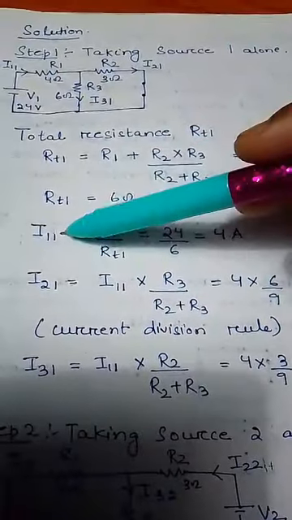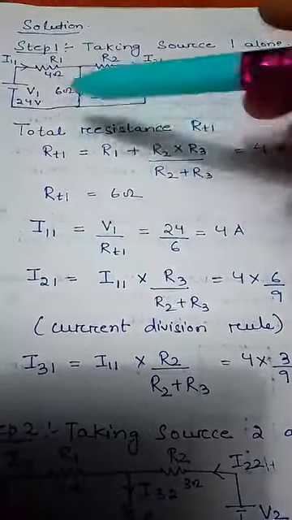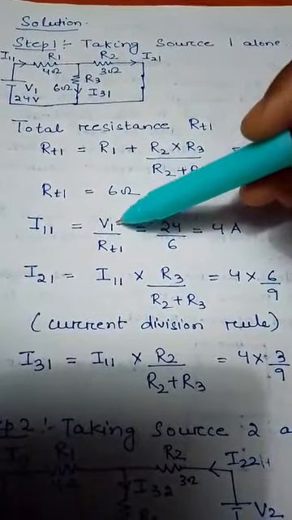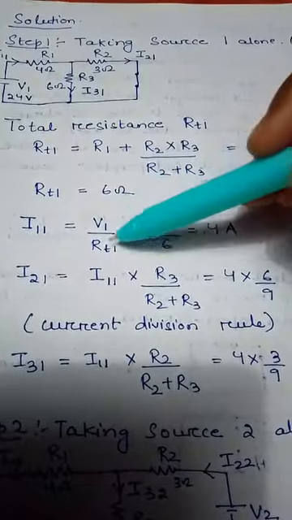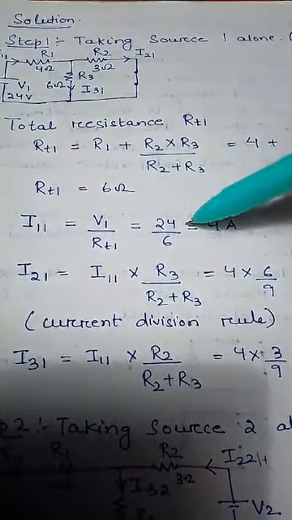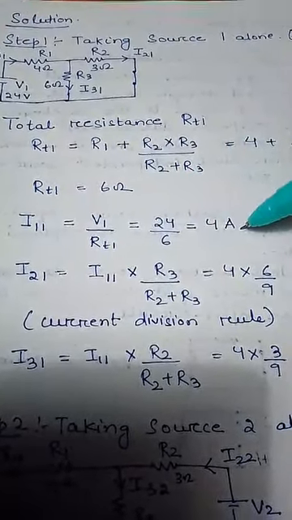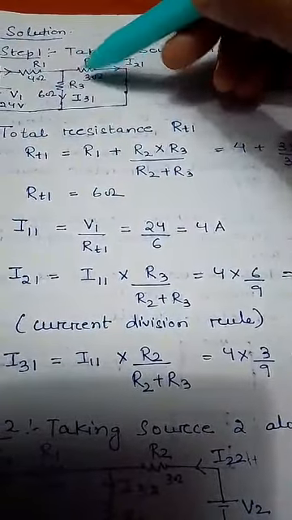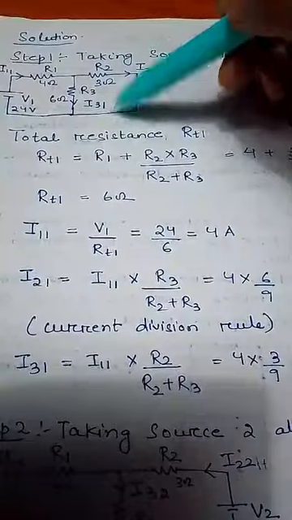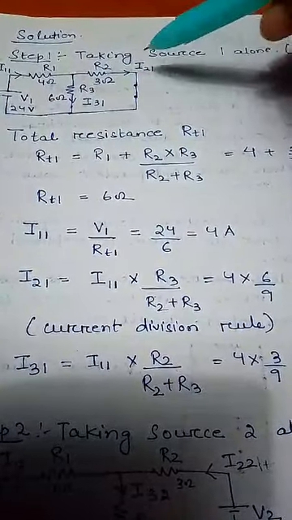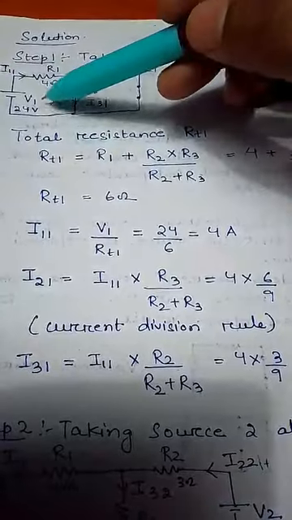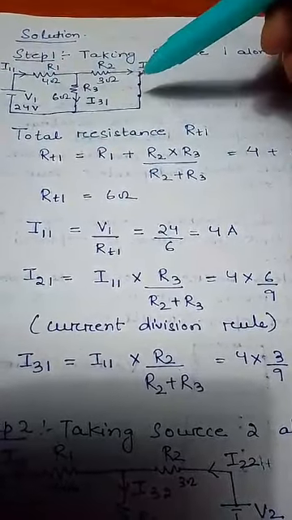Then we find the current I11, that means the current in branch 1 due to source 1. That is the total voltage due to source 1, V1, divided by the total resistance RT1, that is 24 by 6, which is 4 ampere. Now we find the current through the branch elements, I21 and I31. The first digit represents the branch number, like the first, second and third branch, and the second digit 1 represents source 1.